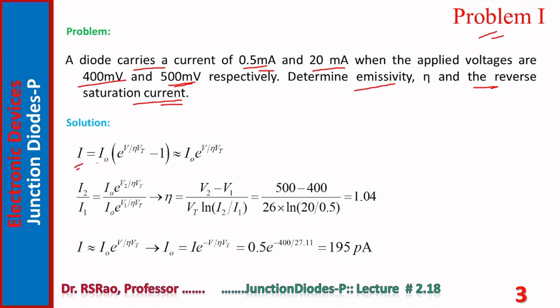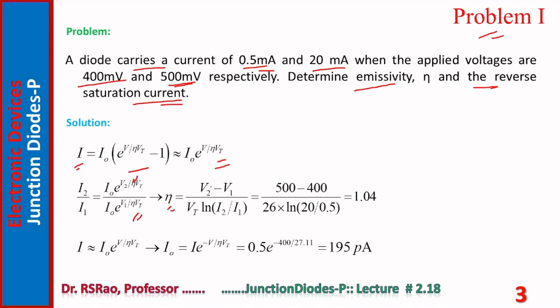Diode current is I equal to I naught times e power V by eta Vt minus 1. Under forward biased condition, the 1 can be neglected. So I equal to I naught e power V by eta Vt. From this, I2 by I1, where I2 is current at voltage V2 and I1 is current at voltage V1, is I naught e power V2 by eta Vt divided by I naught e power V1 by eta Vt. From this relation, eta can be solved.